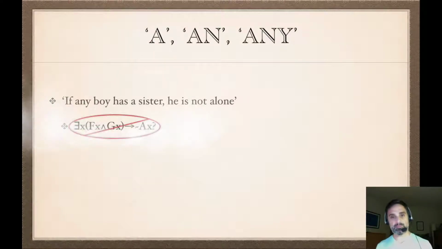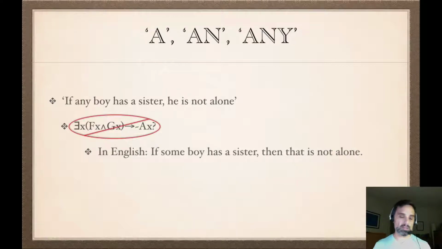This is incorrect. Consider the logical sentence and what that goes back to in English. It would be, if some boy has a sister, then that is not alone. Whether that is like a pointing, I say, what would you like for dessert? You're pointing at a train, I like that. And then the person gives you the thing you pointed at. So the that here in the consequent has no connection with some boy.